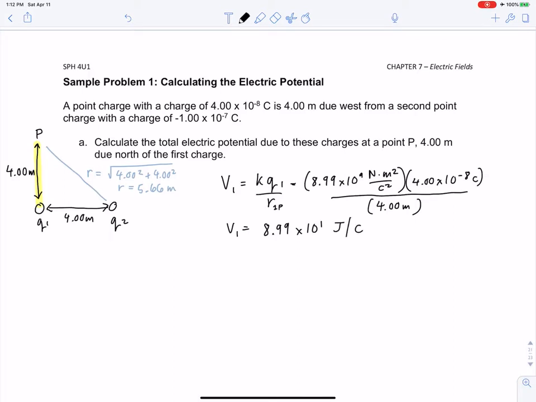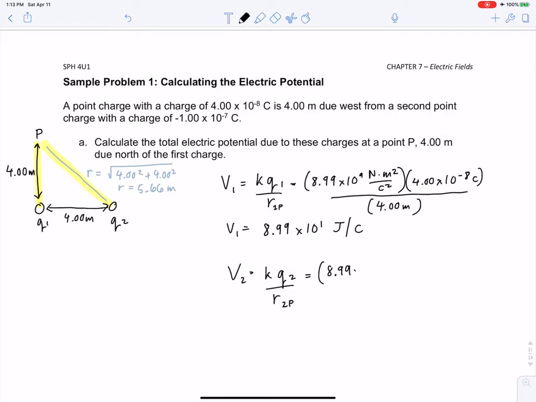Let's do the same for Q2. We know the electric potential at point P from Q2, which is this distance, 5.66 meters away, can be calculated using the equation kQ2 over r2P. Let's plug in these values.